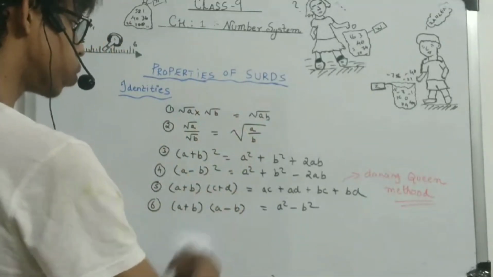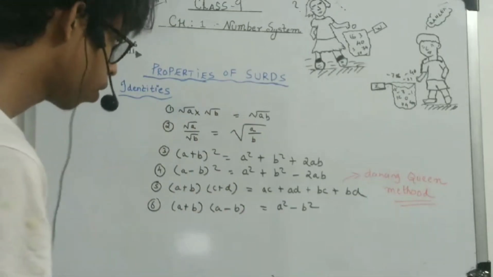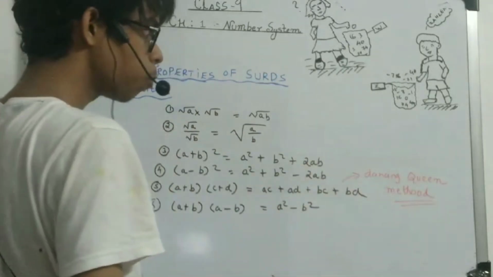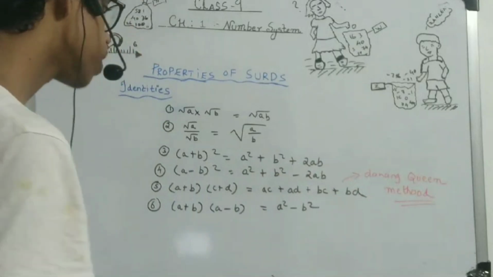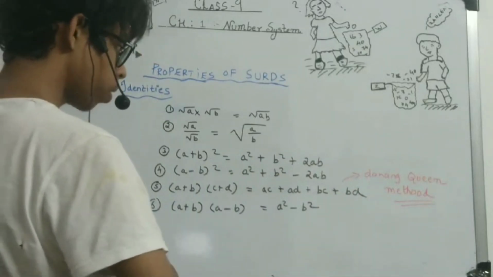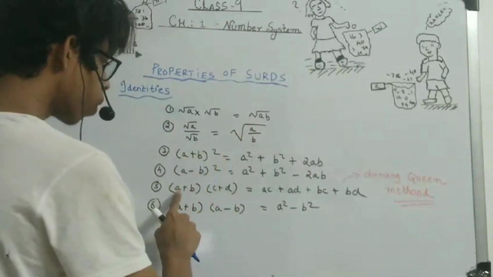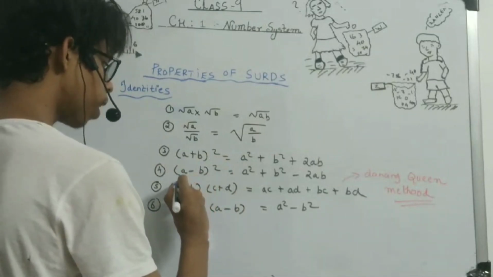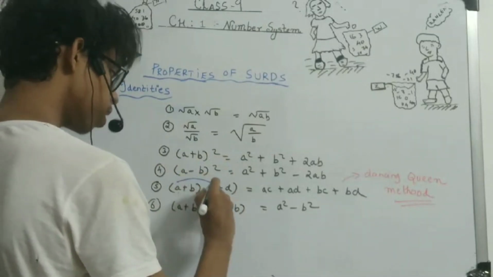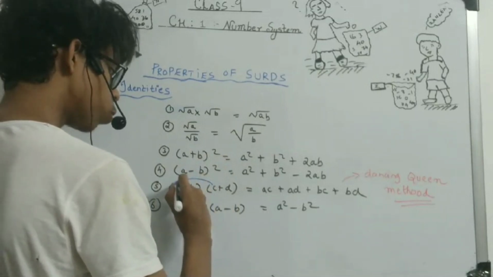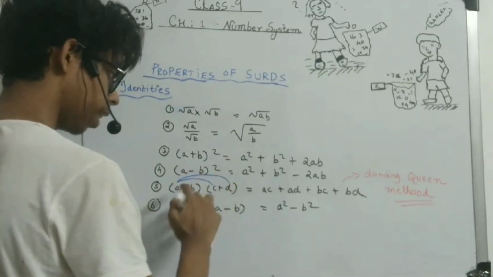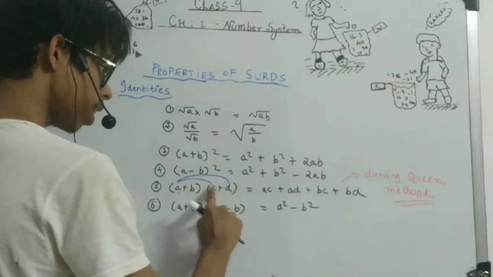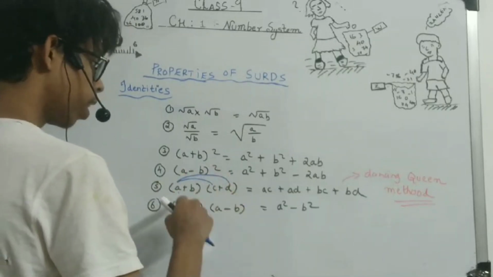Okay, that is the expansion of (a plus b) into (c plus d). I call this expansion the dancing queen method of expanding it. So let's see how we are going to do this dancing queen. First of all, just fix this a, and we have to multiply this a with this c. Then we multiply this a with this d. Like we are just dancing and going. So multiply a with c, then a with d.